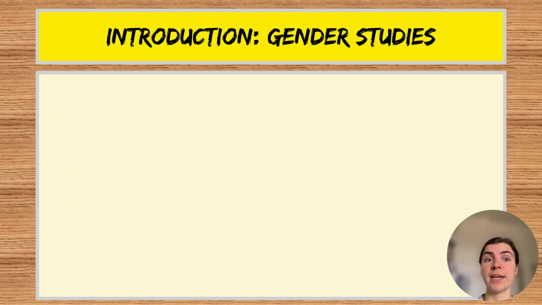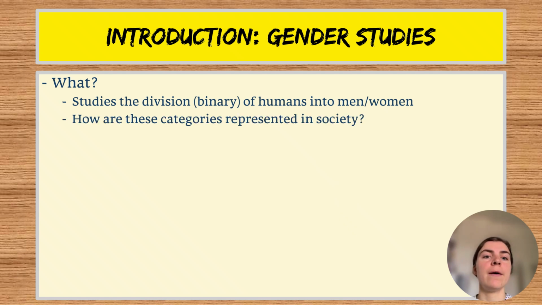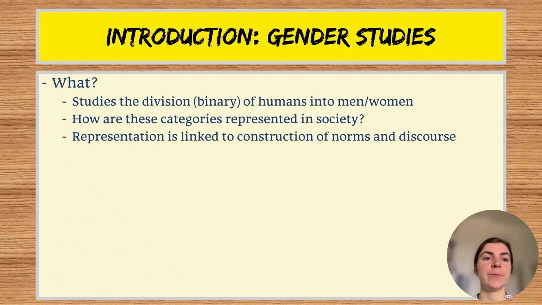Let us first take a short look at the context and gender studies in general. If we are asking what gender studies is about, then we could say it is the study of the division of humans into men and women. It's usually that binary distinction, but it also goes beyond it. One of the main questions is: how are these categories, men and women, represented in society? What is used to portray them? How do people behave? How do they represent their gender in society?